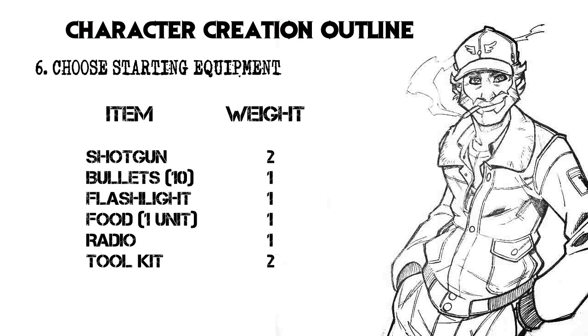So I gave him a shotgun, his basic weapon, which has a weight of 2. He carries a 10-pack of bullets, which is a weight score of 1. Flashlight is 1. He's got 1 unit of food. He does need 2 per day, so I'm just going to say he's got a can of beans, some Twinkies, whiskies, whatever it is, something he's picked up to give him some meal for the day, and he's going to have to find something else later in the day after he starts.